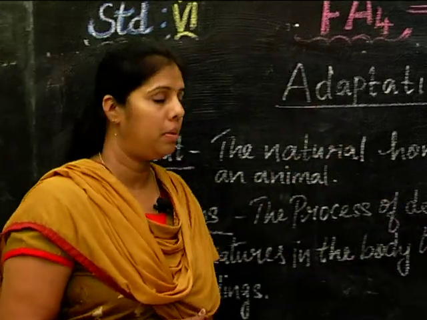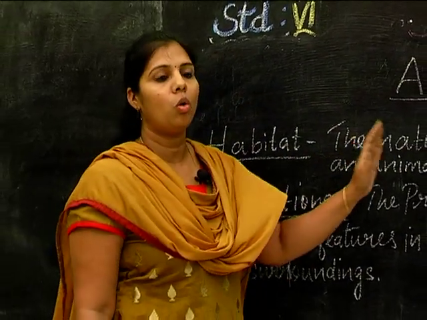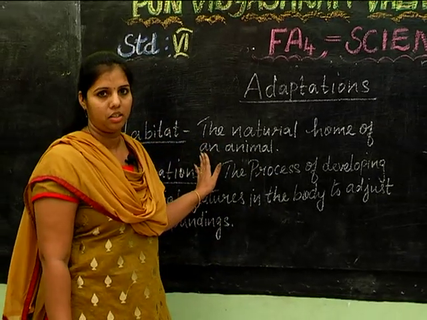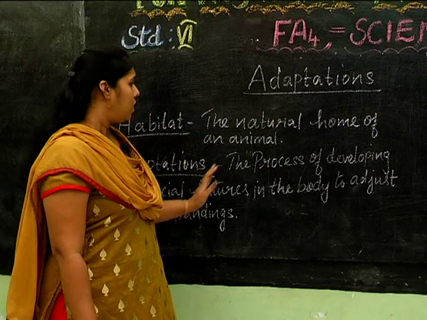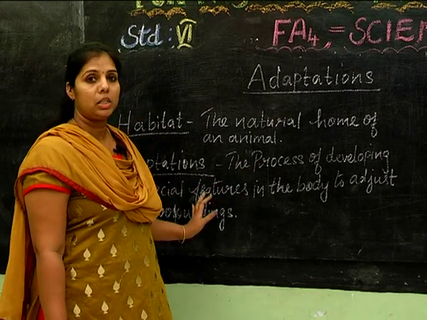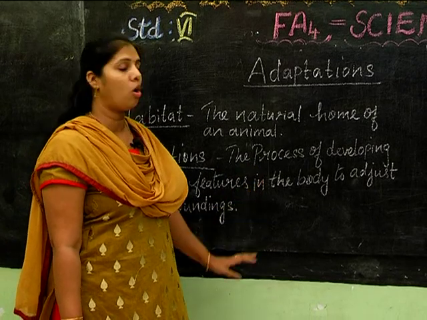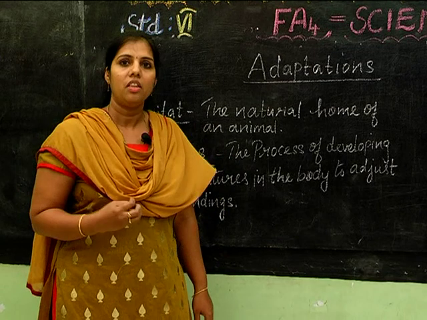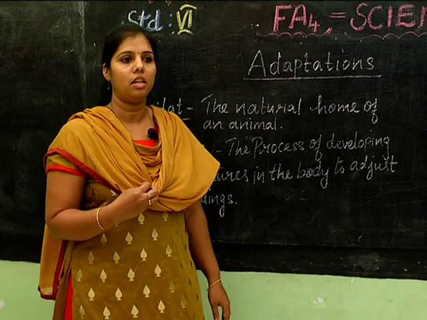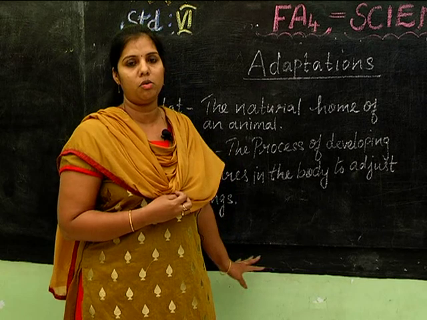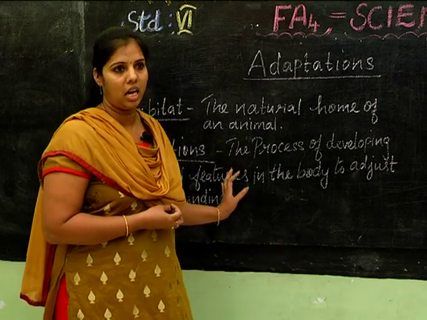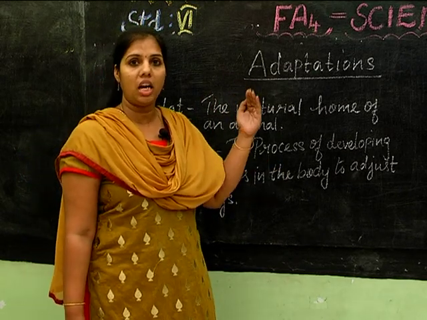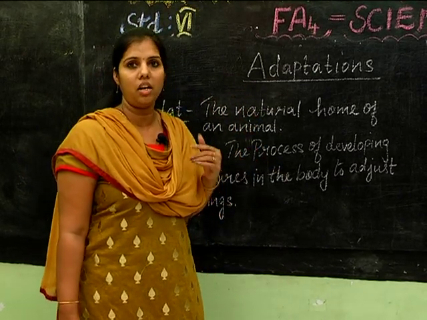Now, what is habitat? Habitat is the natural home of an animal, the place where they live is called habitat. And what is adaptation? The process of developing special features in their body to adjust with the surrounding is called adaptation. That is, they have special body parts which can adjust with the surrounding to survive. We are going to see different adaptations, and how the animals are segregated according to their adaptation.